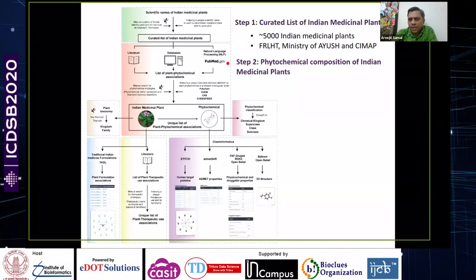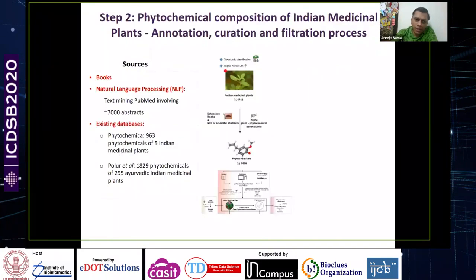Step 2 was the main step, which is we wanted to gather the information on the phytoconstituents of Indian medicinal plants. So without going into the detail, the tedious process involved sourcing the data from 3 sources. One, the books, which is highly non-digital in nature, so we had to digitize them. Second, through natural language processing, so we did text mining of PubMed. Specifically, the data was collected from more than 7,000 abstracts, and there were few existing databases in this area.